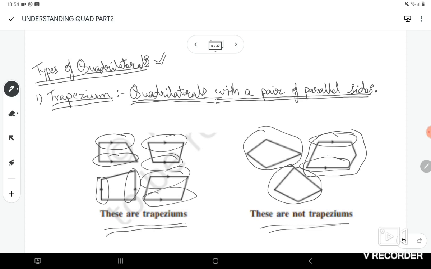And to show parallel sides, we simply use upward arrows in the same direction, or a single line for equal sides. For parallel sides, we use the upward arrow in the same direction on the sides which are parallel. Now moving further.